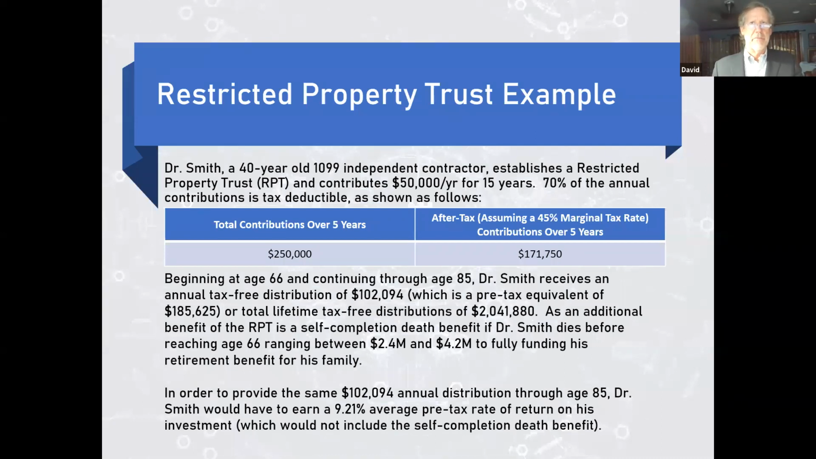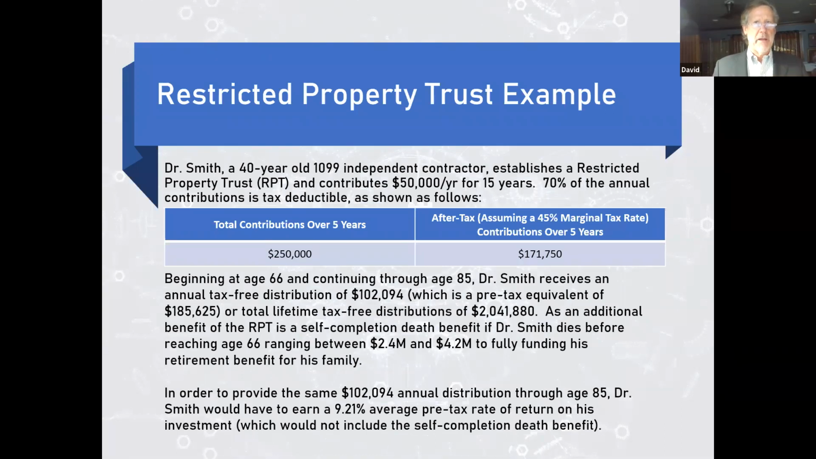So basically after tax, assuming a 45% marginal bracket, relative to a $250,000 contribution, it's really only costing Dr. Smith $171,000 after tax. If Dr. Smith started at age 66 and all the way through age 85 started receiving a distribution from the RPT, he would be able to take out $102,094 tax-free for each of those 20 years.